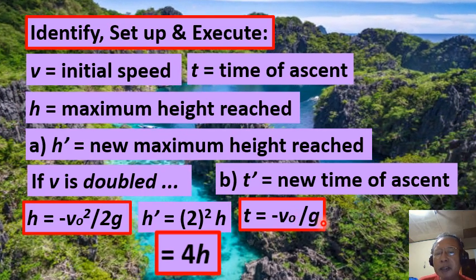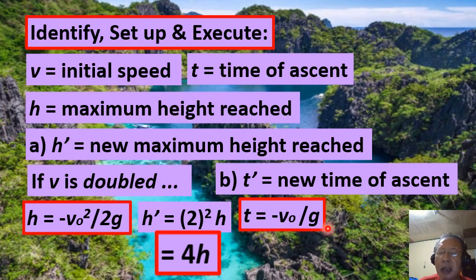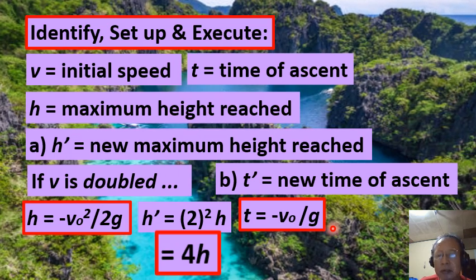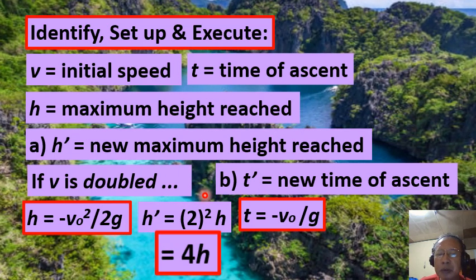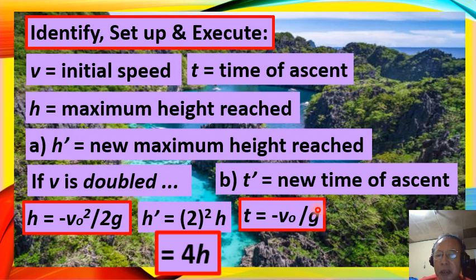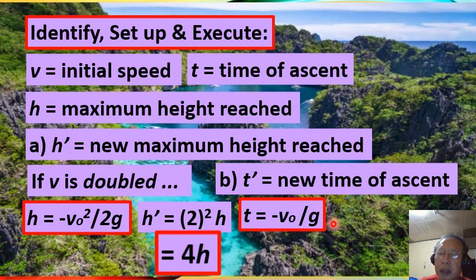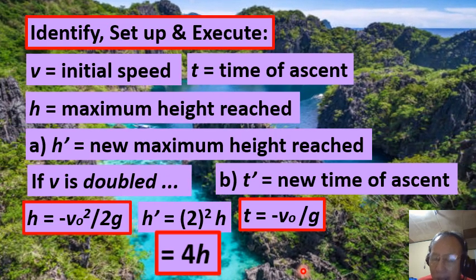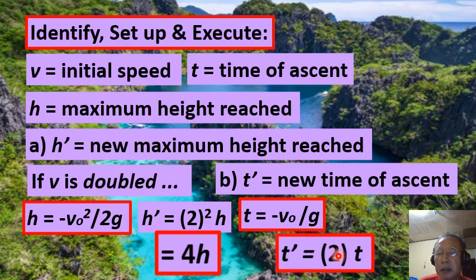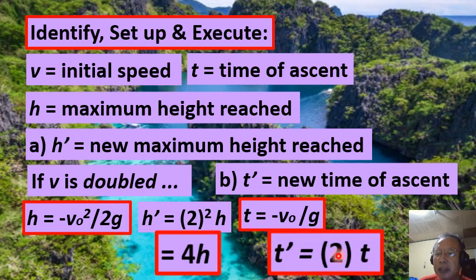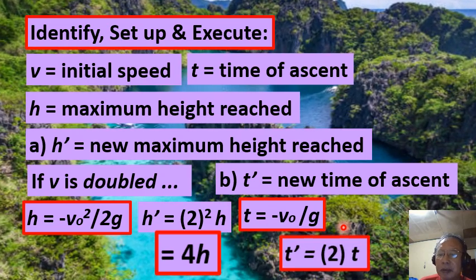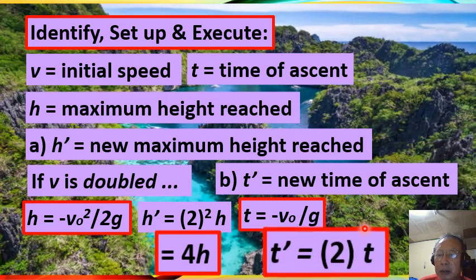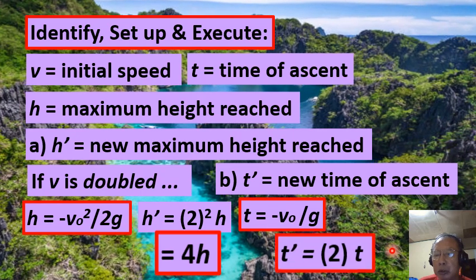Take note, we are treating the vector quantities here as vectors like velocity, acceleration, and displacement. So since we are going to double the initial speed v naught and acceleration due to gravity g is anyway a constant, that means our final answer to question letter B, the new time of ascent, will just be twice the initial time t. That is, t prime is just equal to 2t.